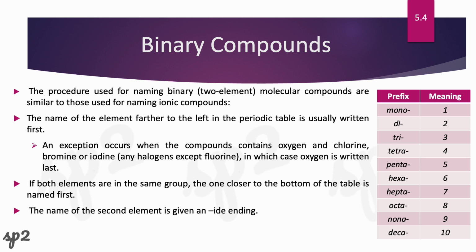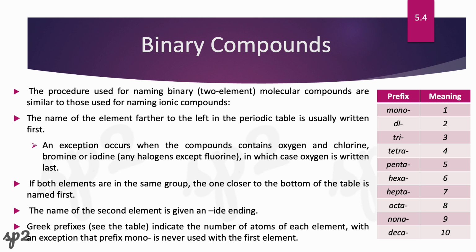Okay. Now, the name of the second element is given an -ide ending. And lastly, we need to use the Greek prefixes. I'm going to go over all of them in the table on the right side to indicate the number of atoms of each element, with an exception that the prefix mono is never going to be used for the first element.